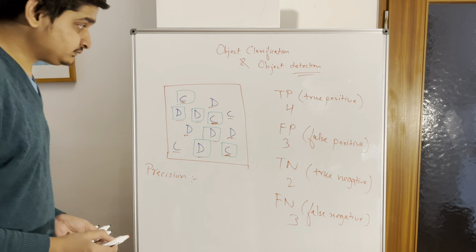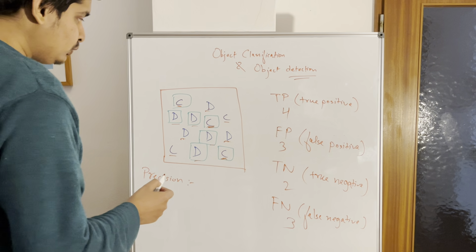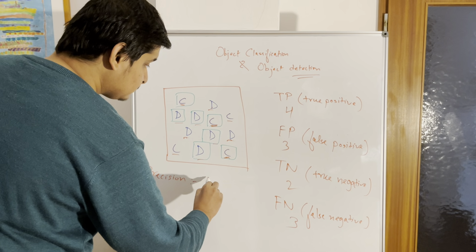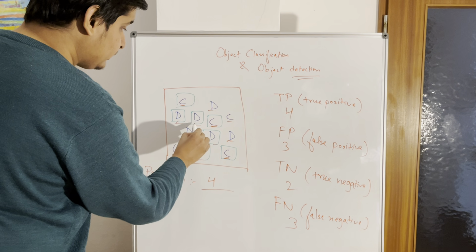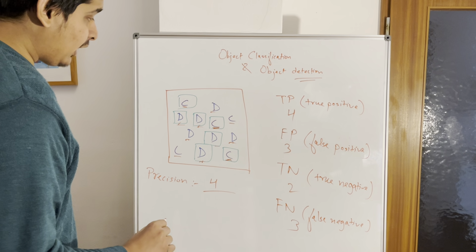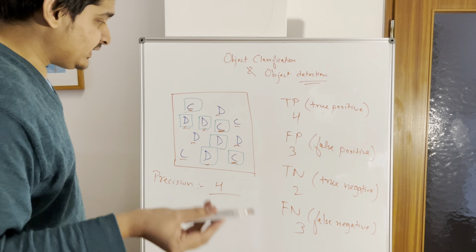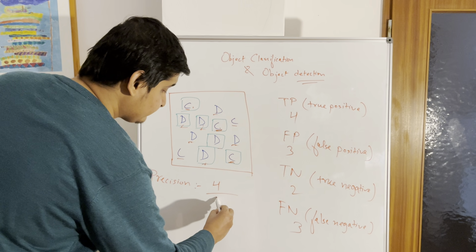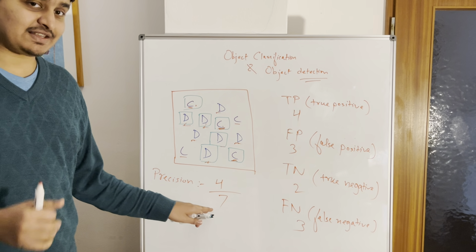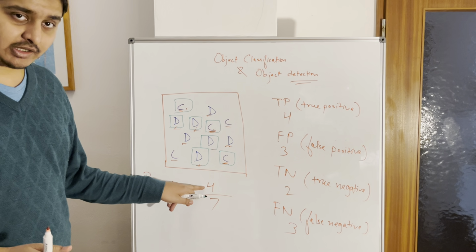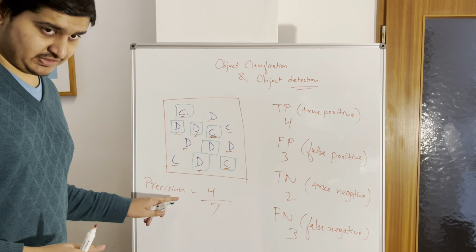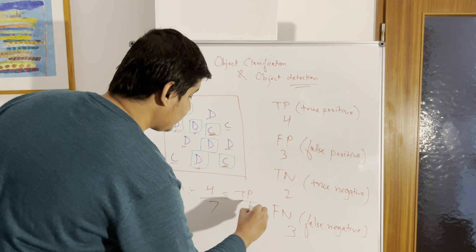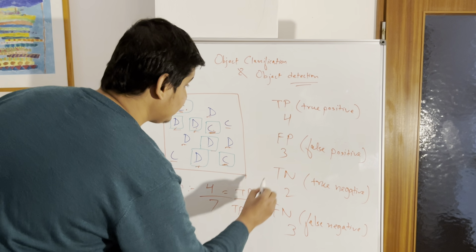Now what is precision? You were able to identify 4 dogs, right? 1, 2, 3 and 4. But how many total things were you able to identify? 1, 2, 3, 4, 5, 6, 7. So you're making 7 detections, but out of them only 4 are correct. This is basically precision, which is true positive divided by true positive plus false positive.